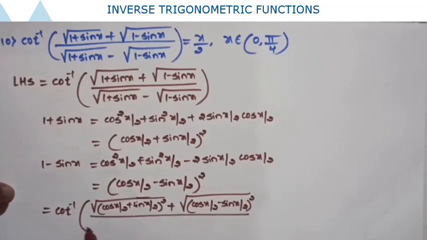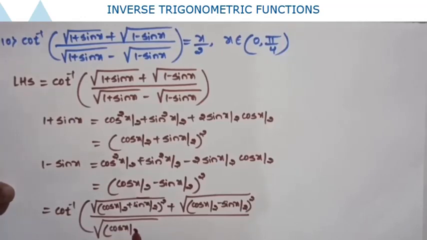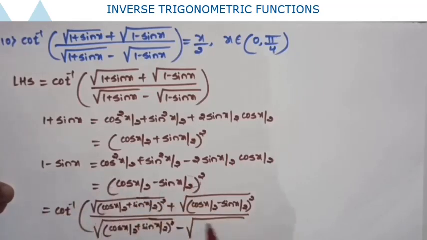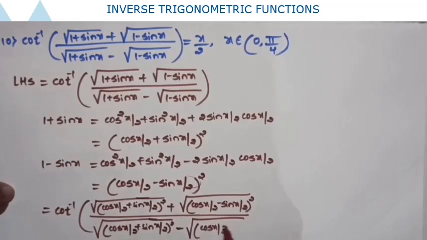Okay, and the whole divided by again 1 plus sin x. 1 plus sin x is also written as (cos x/2 plus sin x/2) whole square minus again root of 1 minus sin x. 1 minus sin x again is written as (cos x/2 minus sin x/2) whole square. Okay, so like this we can write.